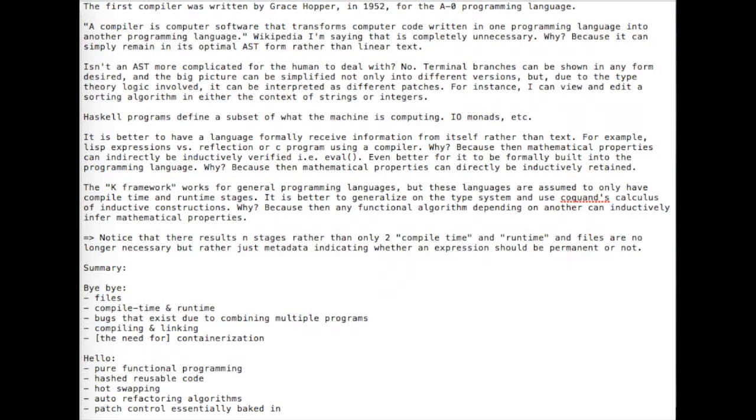I don't know. So you can say hello to pure functional programming. You can say hello to hashed reusable code, where at the meta level, expressions can basically be hashed. For example, let's go back to the sorting algorithm. You can have a sorting algorithm that sorts depending on some type. Well, that sorting algorithm can be hashed with a generic type. So I can have a sorting algorithm that I write for ints, and then later on in my code I might try to write another one for sorting strings, and then it has the same hash, and it's just like, well, I already have a copy of this, and it's already proven to have such and such properties, and so on.